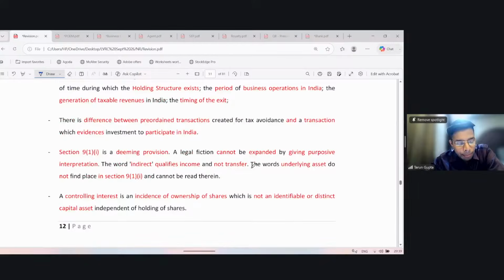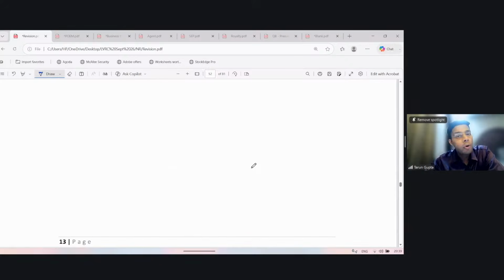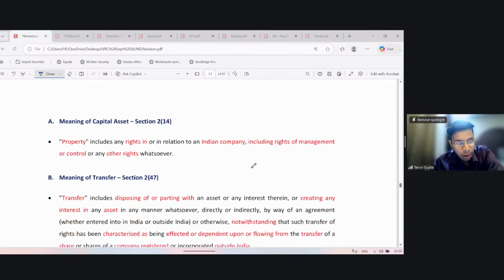So, basis this decision of the Supreme Court, some amendments were made to overrule the decision. The first amendment was made in the meaning of capital asset under section 2(14). It says property includes any right in or in relation to an Indian company, including the right of management or control, or any other right.